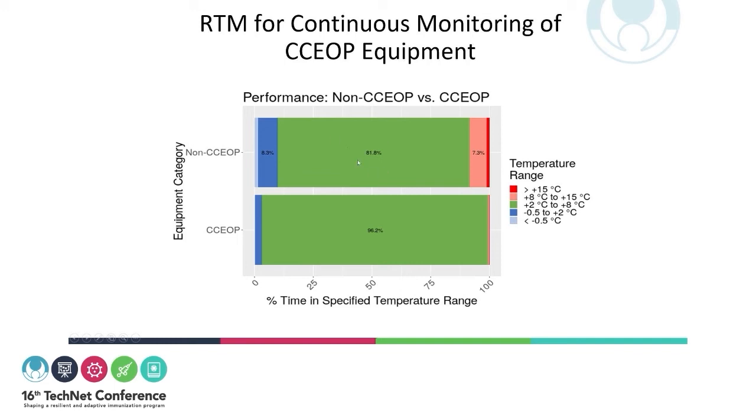But for the cold chain equipment which were not under CCEOP, we see the uptime was very low, about 81.8%, and some of them, about 7%, had heat excursion, the high temperature, but also freezing, about 8.3%.